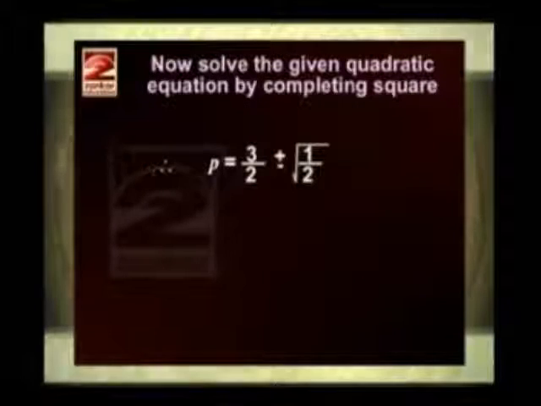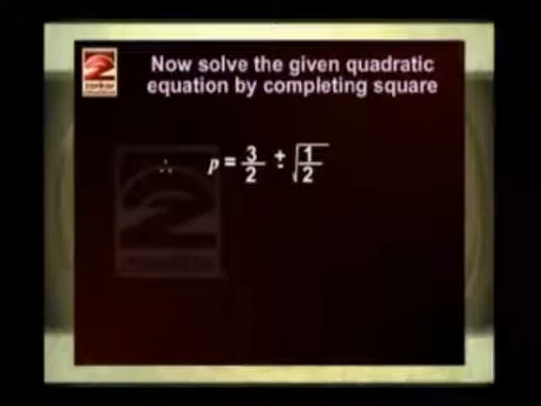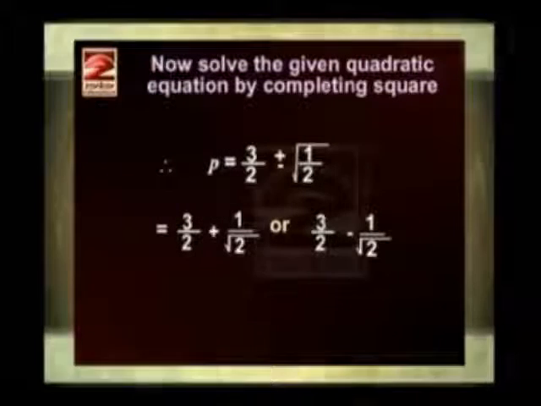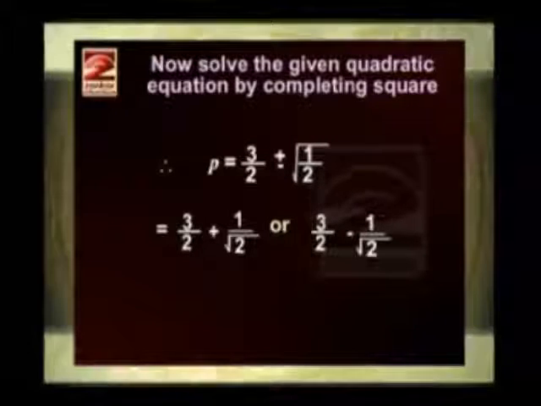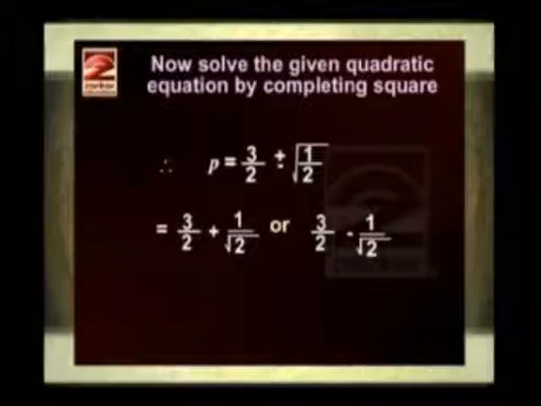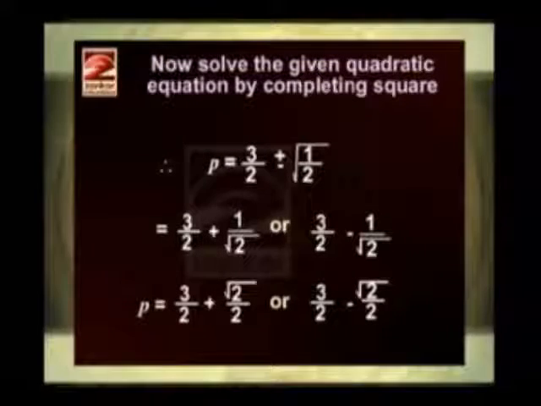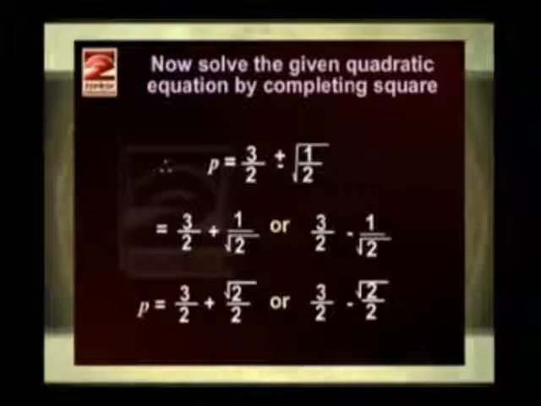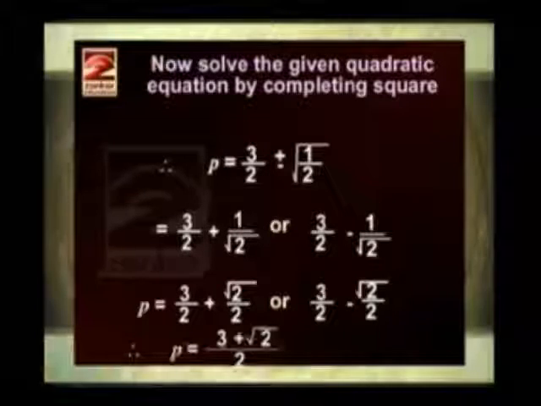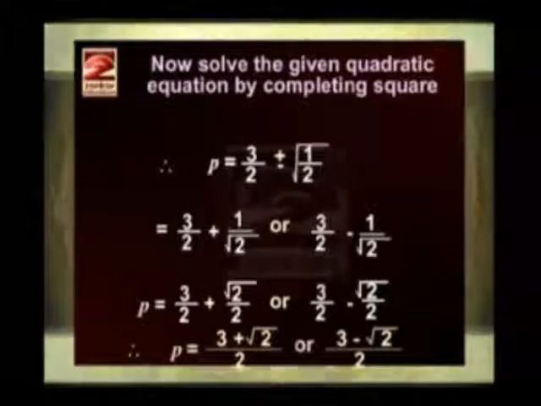Therefore, p is equal to 3 upon 2 plus or minus under root 1 upon 2. That is equal to 3 upon 2 plus 1 upon root 2 or 3 upon 2 minus 1 upon root 2. Now we'll make the denominator same, that is 2. So p is equal to 3 upon 2 plus root 2 upon 2 or 3 upon 2 minus root 2 upon 2. Therefore, p is equal to (3 plus root 2) upon 2 or (3 minus root 2) upon 2.